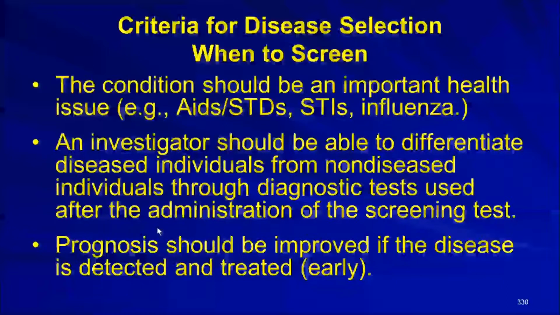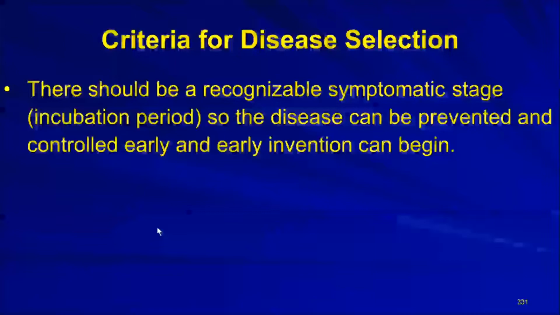Prognosis should be improved if the disease is detected and treated early. This has always been a big debate. If you have no treatment for somebody, should you be screening for a particular disease? Some would say yes, some would say no. Some would say ignorance is bliss. Others would like to know the information so they can do planning and make other changes. Okay, there should be a recognizable symptomatic stage, incubation period.